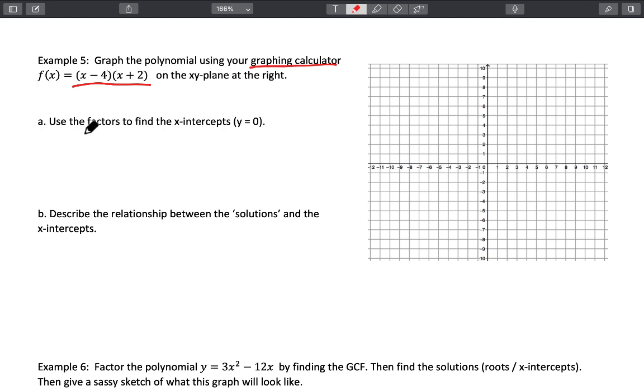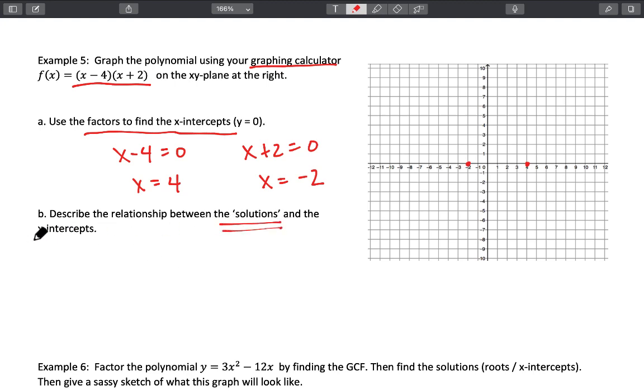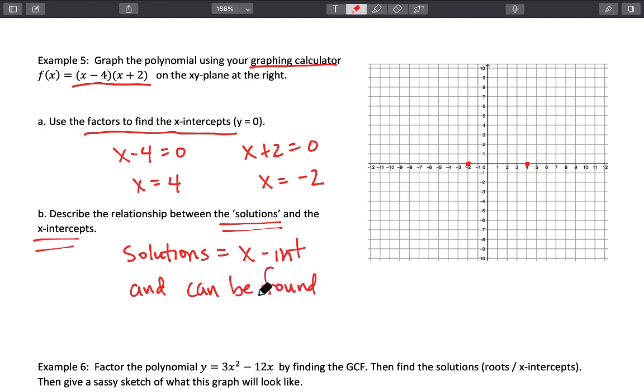So back over here, it says to use these factors to find the x-intercepts. We're going to plot those x-intercepts here at -2 and 4. And I would get those by setting each factor equal to 0 and solving for x. And there's my two x-intercepts, my two solutions. And here where it says to describe the relationship between the solutions and the x-intercepts, I'm going to say that the solutions equal my x-intercepts and can be found from my factors.